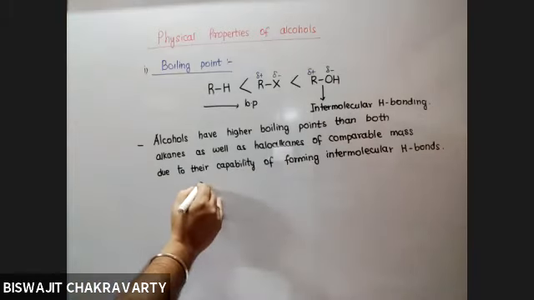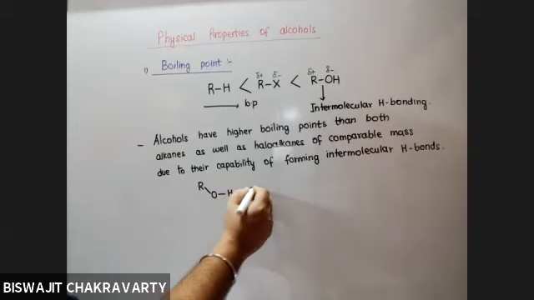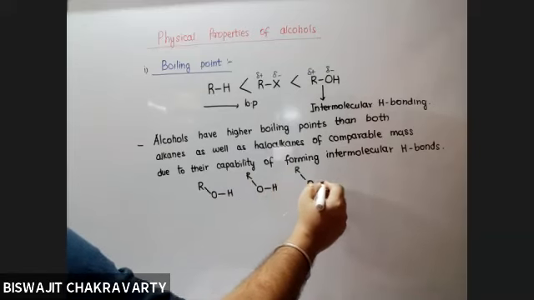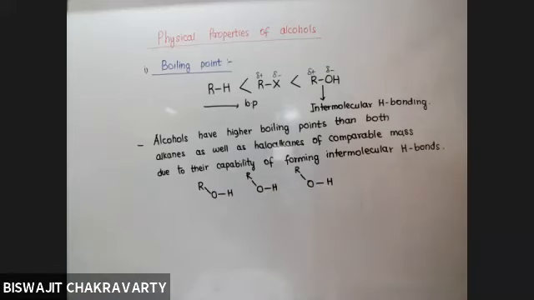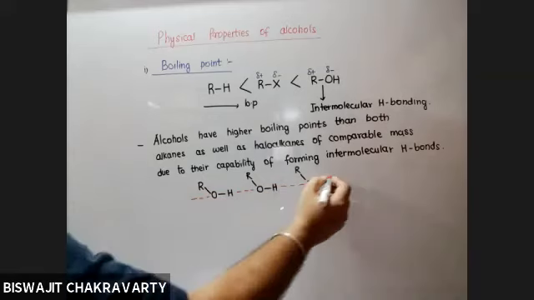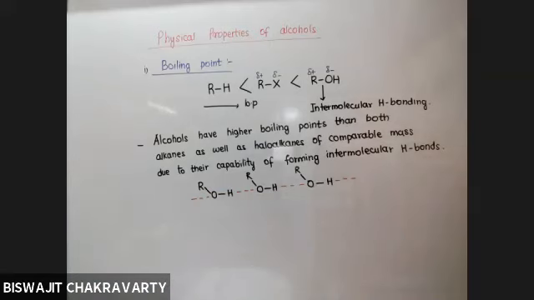So if you have alcohols near to each other, you will see that they can show intermolecular H bond. The red broken lines that I have shown are intermolecular H bonds, which bring the alcohol molecules close together, resulting in increased boiling point. Clear?